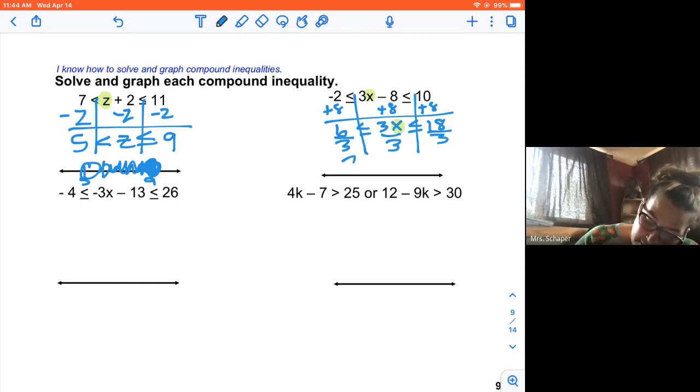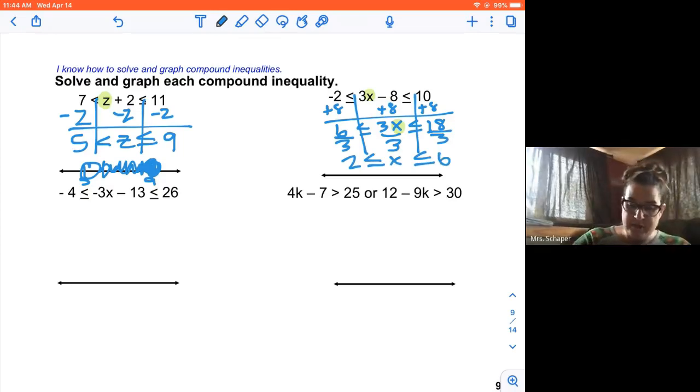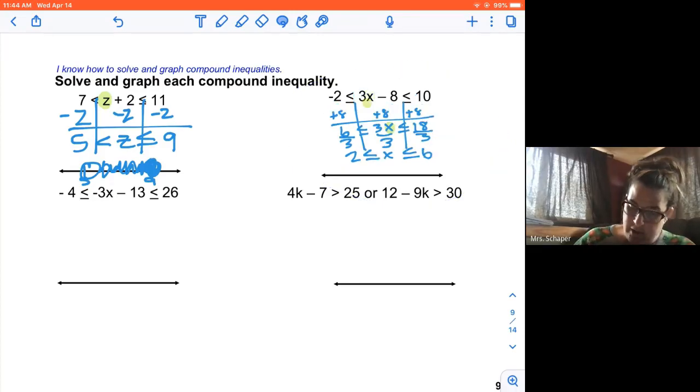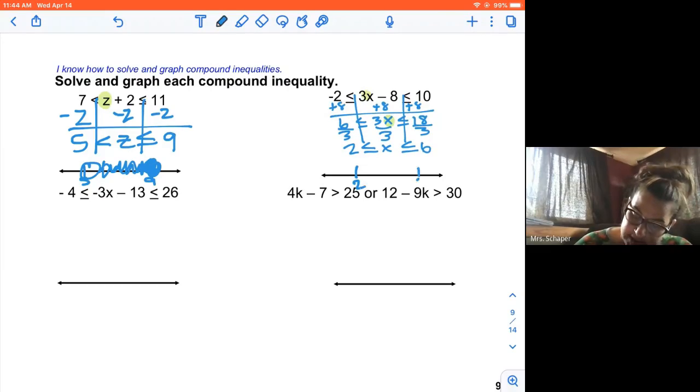And so I end up with 2 is less than or equal to x, which is less than or equal to 6. So I'm going to shrink this down just a little bit. There we go. So then I'm going to put 2, 6, filled in circles. It's an and statement, so I shade in between.